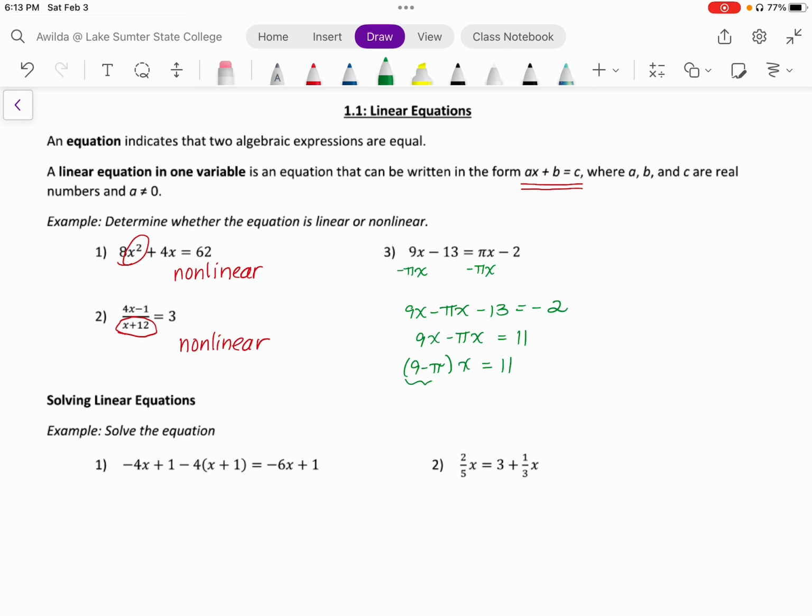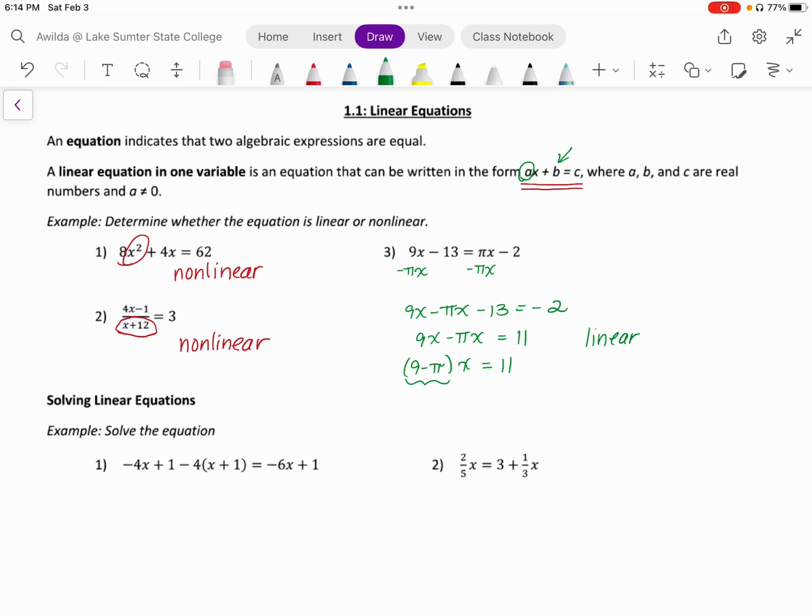This 9 minus pi is a constant. It's a fixed number that could represent the coefficient a in our desired form. And we have here that it is multiplied by x to the first power. I don't see any other constant being added on the left. That just means that b is 0, right? And on the right, c would be 11. That means that this is, in fact, a linear equation. I went into a lot of detail here, but you're going to be looking simply for whether x appears to the first power only, and also making sure that x doesn't appear in a denominator or under some sort of restriction like a square root.